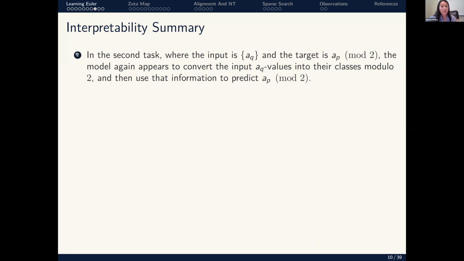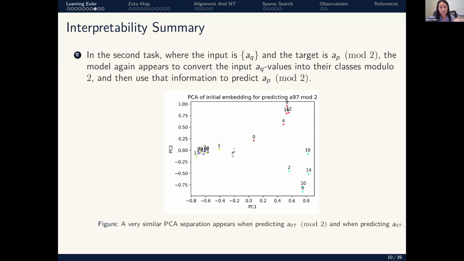You will see that if you do the same thing for a model that is not trained to predict A97, but to predict A97 mod 2, for example, or actually any AP mod 2, and you take the vector representations for the tokens again and do the PCA projection again, you will see almost the exact same phenomenon. The model is distinguishing these AP values by their congruence classes mod 4, in almost exactly the same positions. It's a very similar phenomenon. The figure below is the PCA projection for the task of predicting A97 mod 2.